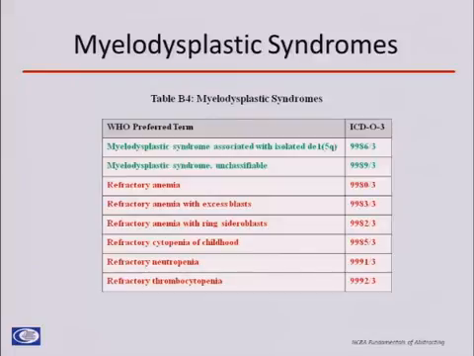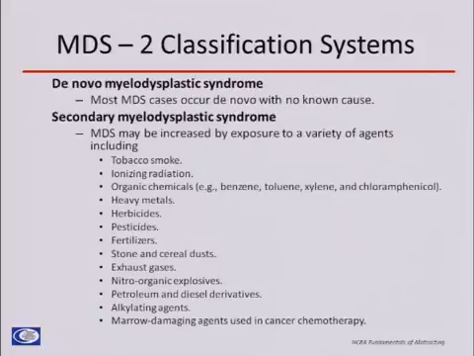Same thing with the myelodysplastic. There are two classification systems for myelodysplastic. All I'm going to really say is there are primary myelodysplastic syndromes and secondary myelodysplastic syndromes. So de novo is primary, arising from nothing.